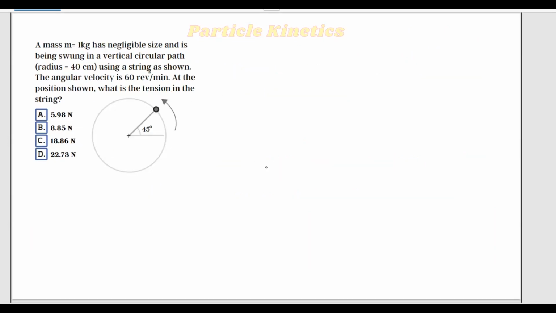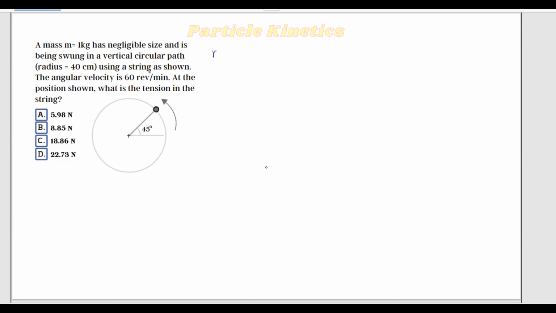A mass m equal to 1 kilogram has a negligible size and is being swung in a vertical circular path, radius equal to 40 centimeters, using a string as shown. The angular velocity is 60 revolutions per minute. At the position shown, what is the tension in the string?